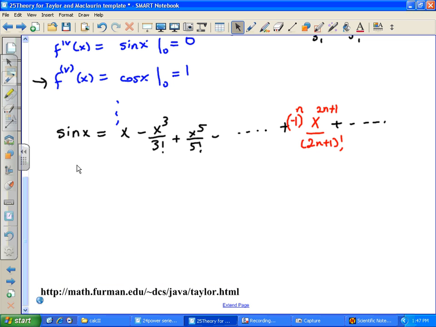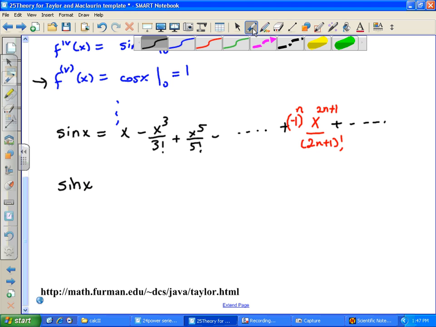Okay, so sine x then is equal to, how can we write it in the compact sigma notation?